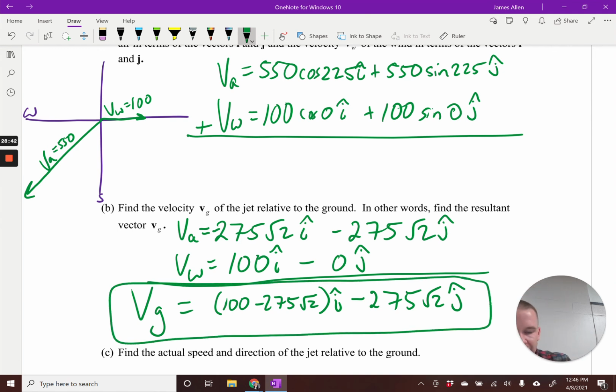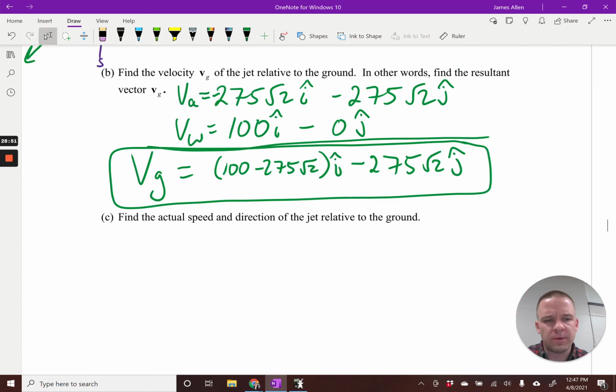And I believe that's how they want you to enter things into MyMathLab for this one. But we can also get an approximate value by plugging those into our calculator, okay? So we have this vector for our aircraft, the velocity relative to the ground. Now what it's asking for is the actual speed and the direction of the jet relative to the ground, okay? So how do we do that again?